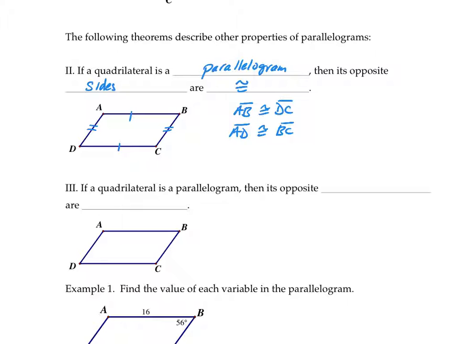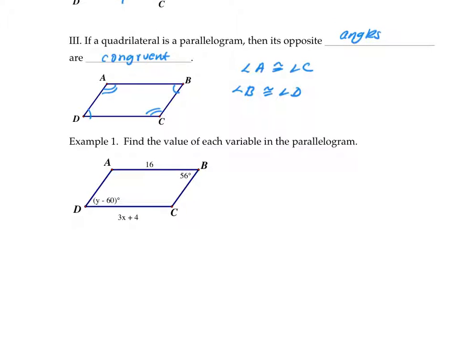Also, if a quadrilateral is a parallelogram, then its opposite angles are congruent. So angle D and angle B will be congruent, and angle A and angle C will be congruent. So angle A is congruent to angle C because they're opposite angles, and angle B is congruent to angle D.